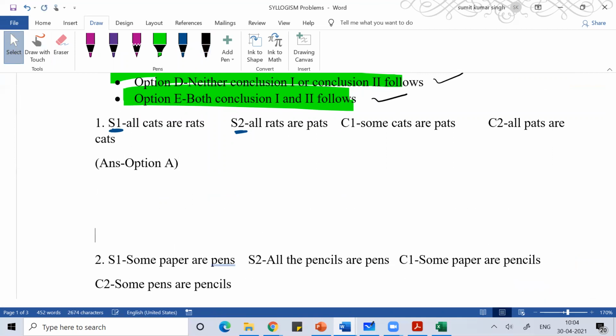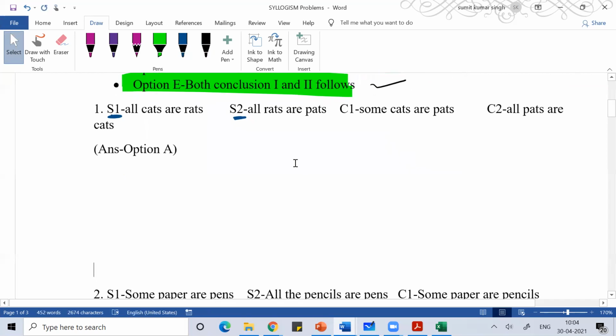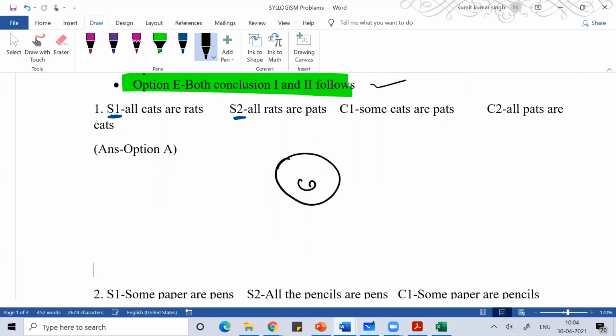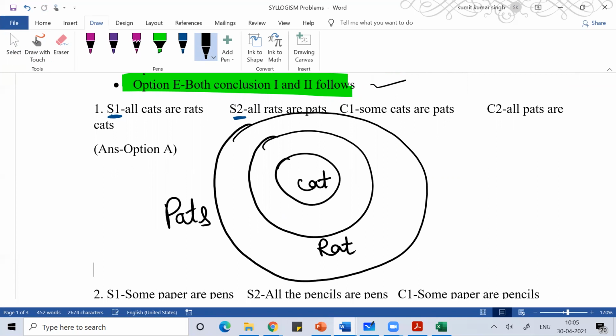So here, if you see statement one: all cats are rats. Then statement two: all rats are pets. Then conclusion one: some cats are pets.